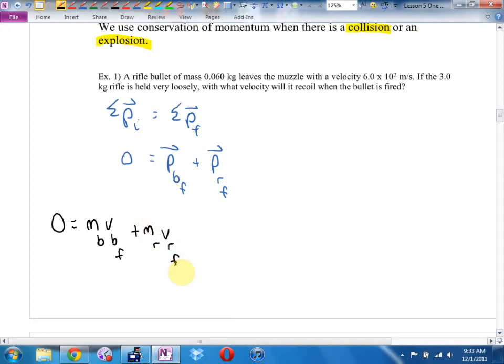What's this question want me to find? It wants me to get this by itself. I think I would minus both of these over to the zero side and then divide by the mass of the rifle. Now, stop. Put a vector there, put a vector there. The only reason we're not doing trig is because a rifle and a bullet travel in a nice straight line, no angles. So I can use grade 8 and grade 9 algebra.